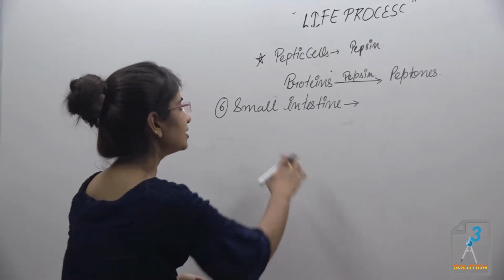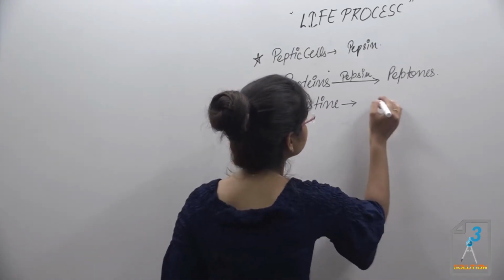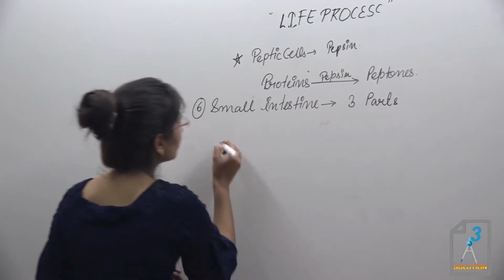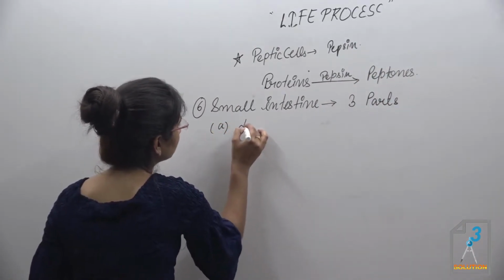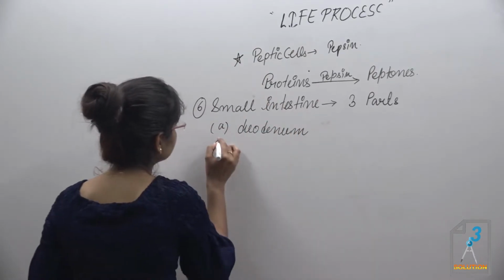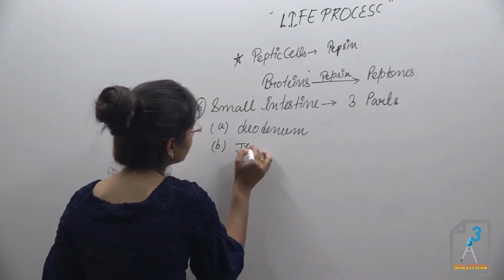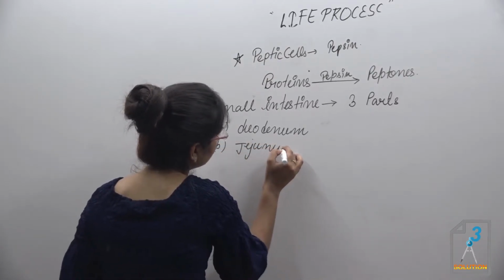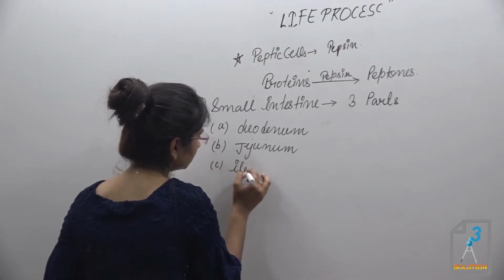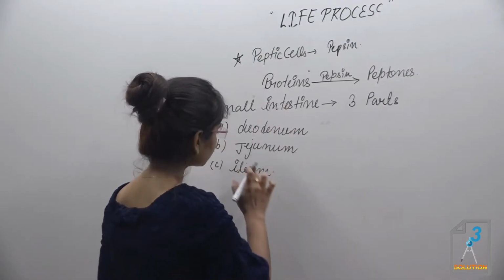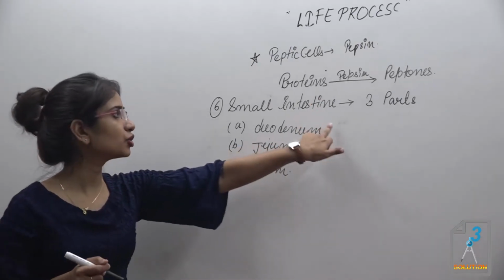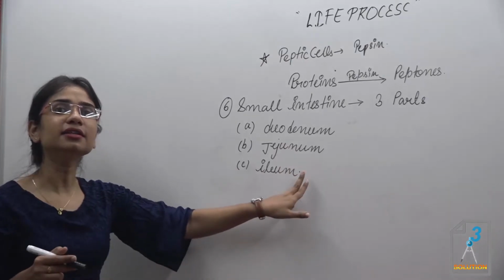So the small intestine has three parts. First is the duodenum. Second is the jejunum. And third is the ileum. The small intestine has the three following parts: the duodenum, jejunum, and ileum.